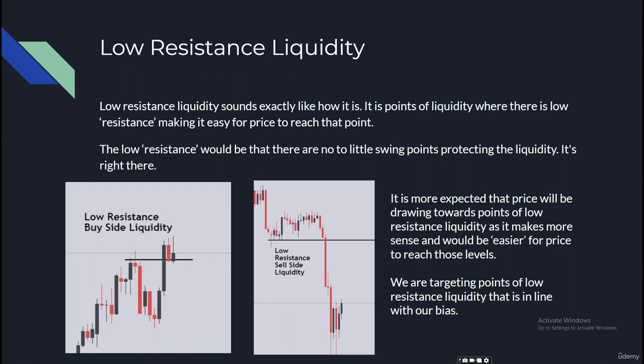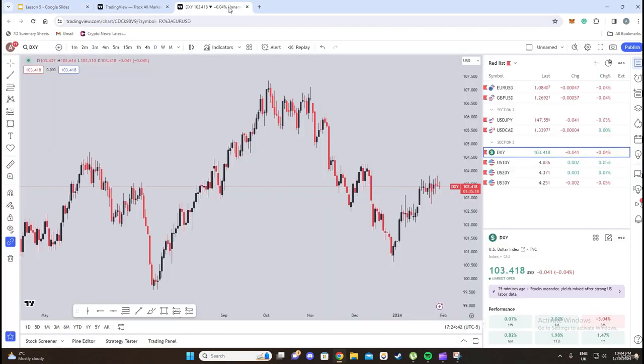Obviously that's not how this works. There has to be a reason behind why you feel it. There has to be logic behind why the market is doing what it's doing. So obviously it's more expected that price is going to be drawn towards points of low resistance liquidity, because it just makes more sense for price to reach those levels. And let me go on the chart and actually put into action my words.